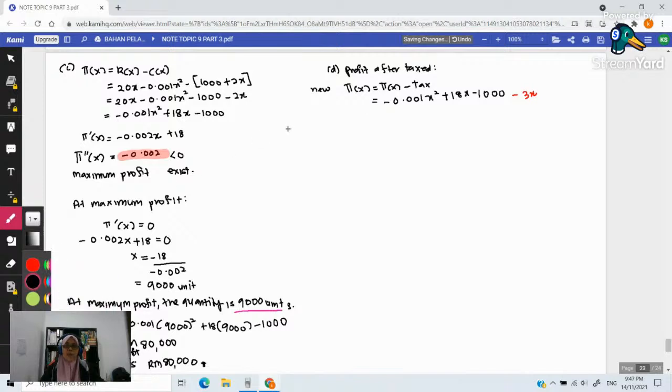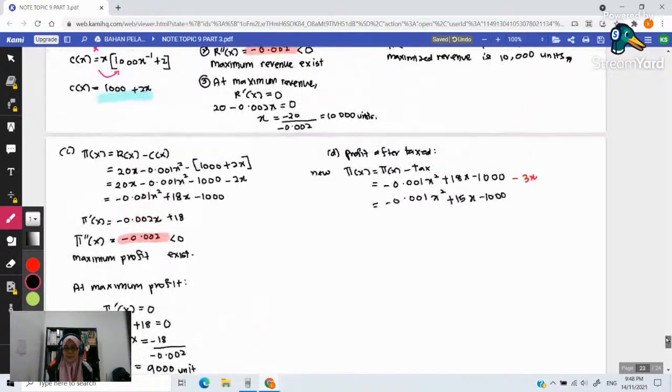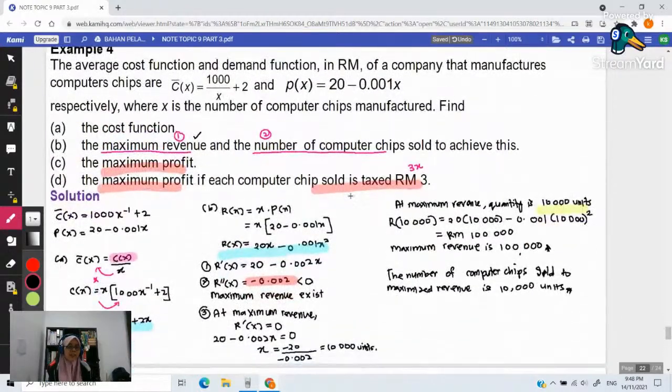So we need to find the profit function after tax. This is equal to negative 0.001x squared plus 18x minus 3x minus 1000, which is equal to negative 0.001x squared plus 15x minus 1000. So this is the new profit. This question part also asks about the maximum profit after tax.